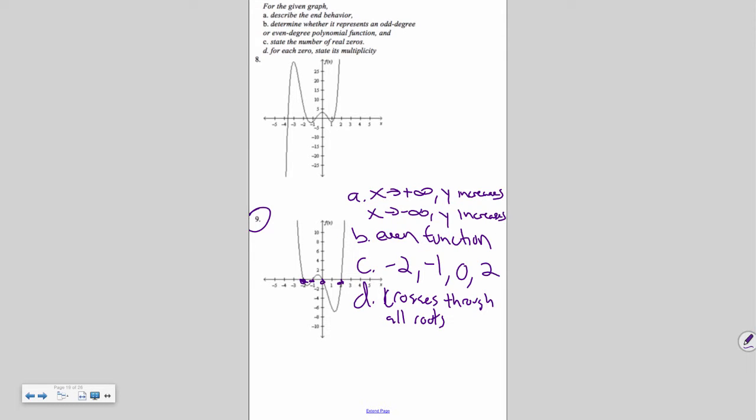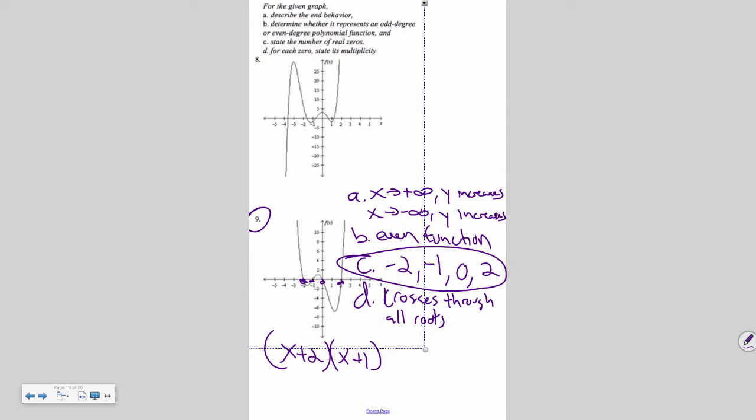Okay? And then on the exam, you're going to be asked to write the equation. And the equation is really easy if you have this answer C, because all you do is you change the signs. So you put in parentheses, so you do x, instead of minus 2, you put plus 2. Instead of minus 1, you put plus 1. Instead of 0, you just put x. And for 2, you just put minus 2. And that is the equation of your line. That's your equation.